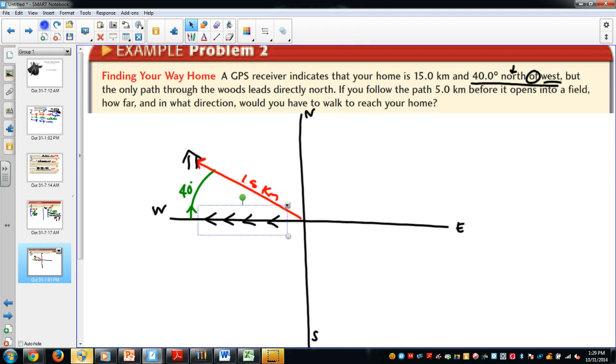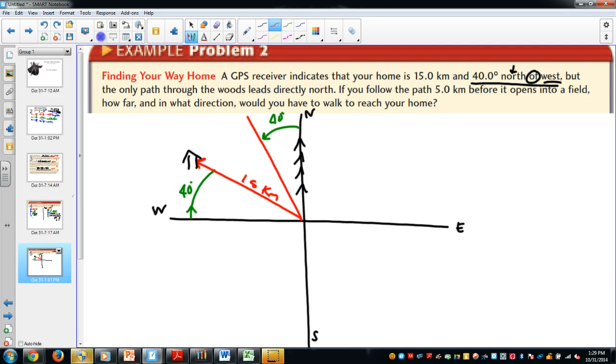So I'm going, and that's a tricky thing for people to understand, the whole north of west. What if it said west of north? Well, then you would go north first, and I would go west of it, 40 degrees. So that would be here. And they are two completely different directions.